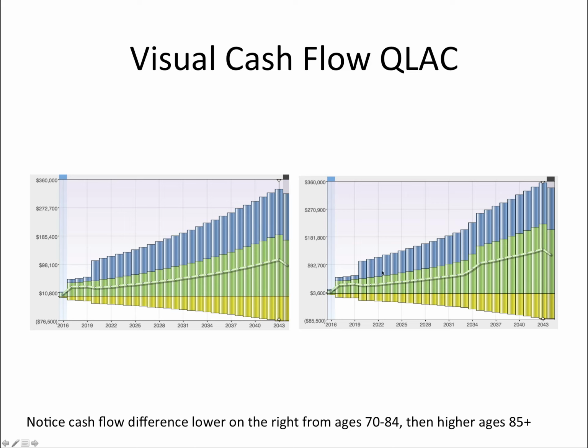So here's a visual of it. You can see that the income level on the right drops a little bit versus this straight line, which is the traditional IRA. Here is the QLAC. But also notice that at age 85 and higher, there is a higher income.